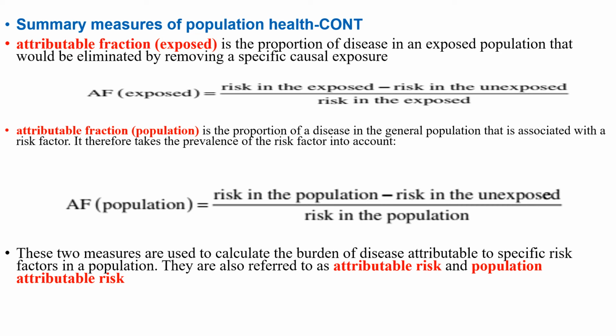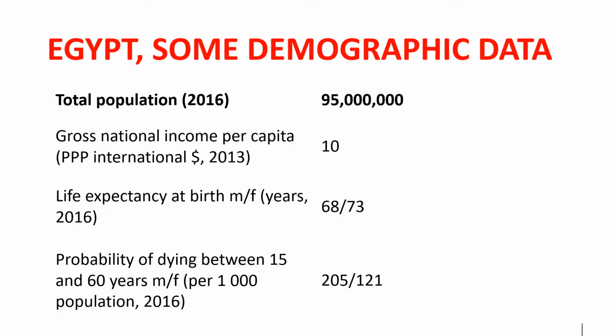So it equals risk in the population minus risk in the unexposed divided by risk in the population. These two measures are used to calculate the burden of disease attributable to specific risk factors in a population. They are also referred to as attributable risk and population attributable risk. These two measures are very important in different kinds of research.